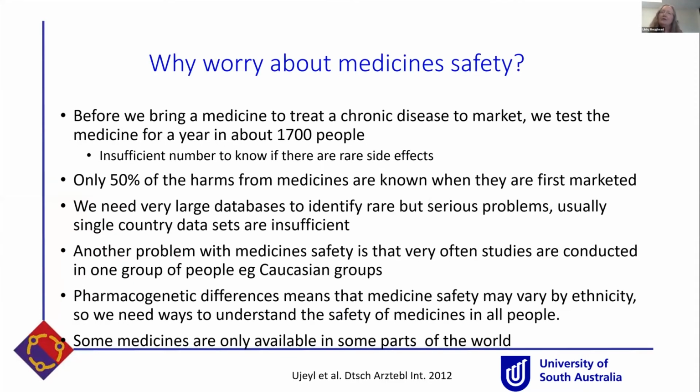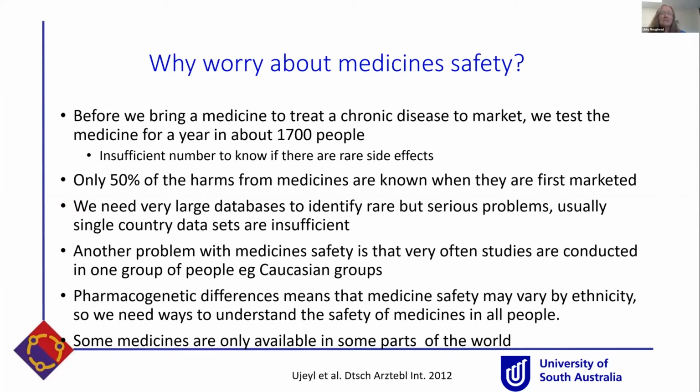To put our work in context, and this kind of stuff's very timely, we're bringing a COVID vaccine to market. But normally when we bring a medicine to market to treat a chronic disease, we only test for about a year in about 1,700 people. So it's insufficient to know if we've got rare side effects. We only know 50% of the harms of the medicines when they're first brought to market.